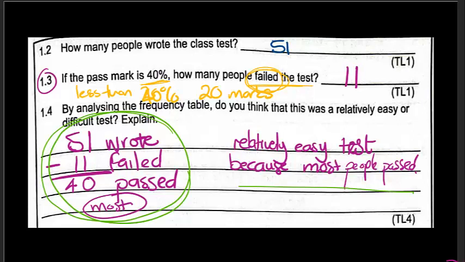That is the end of question 1. Let's move on to question 2. Question 2 tells us that Joshua sees a toy that he really wants to buy.